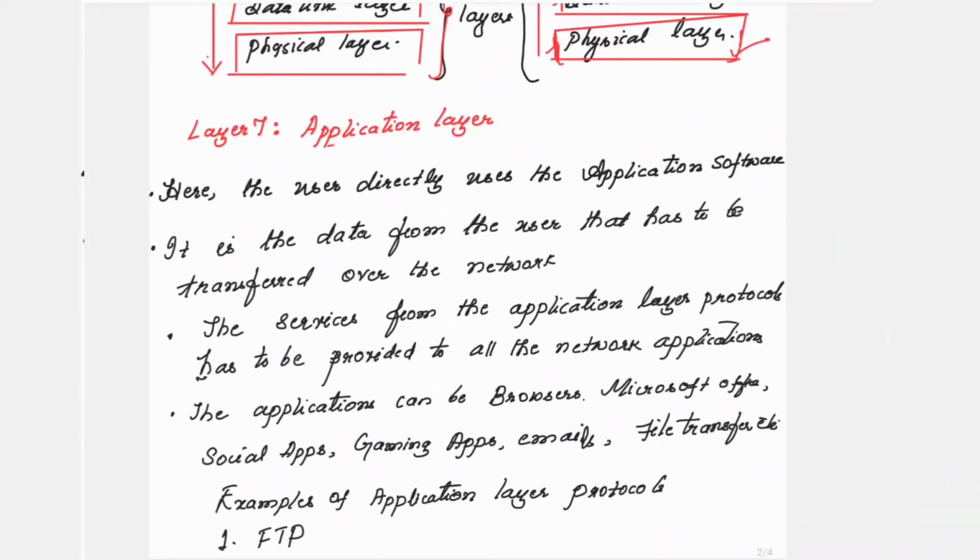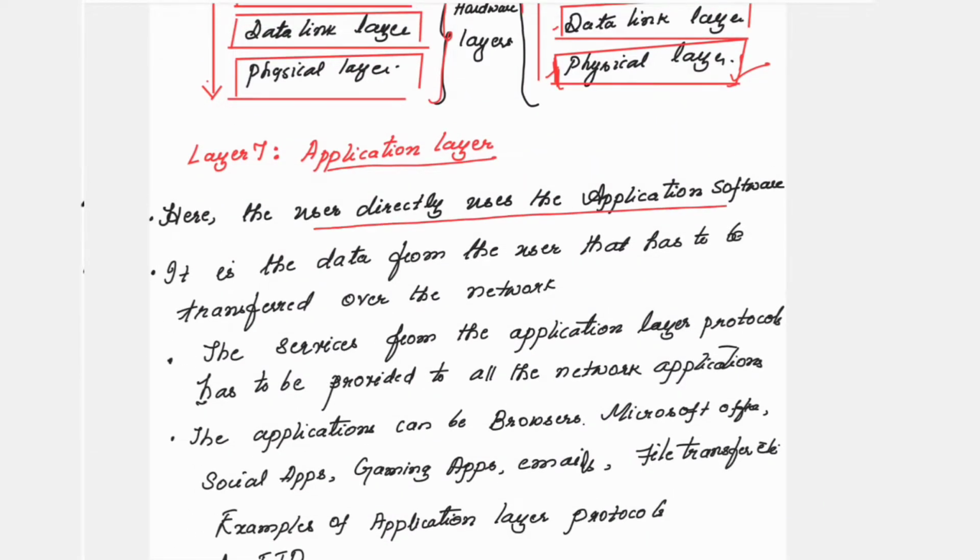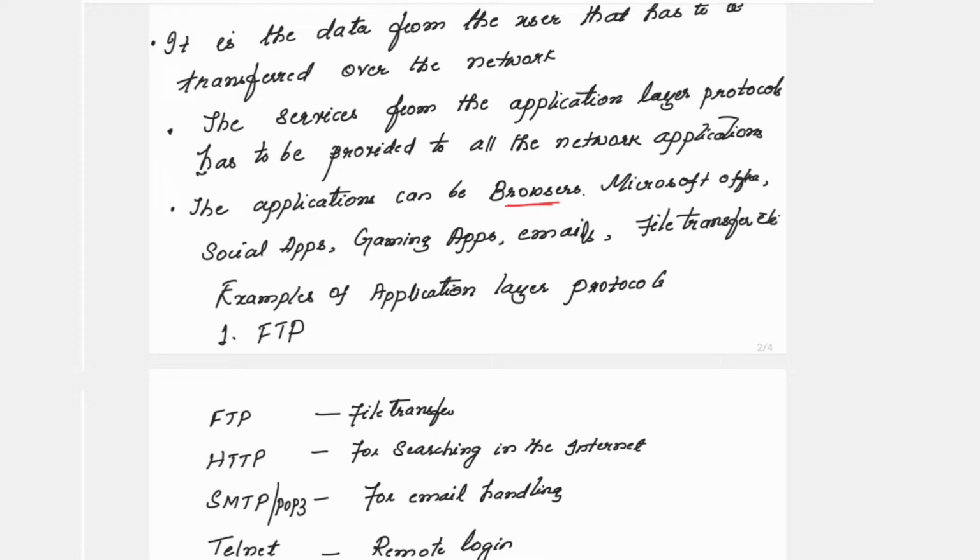The very first one is the application layer. Here the user directly uses the application software. So what is this application software? The applications used by the users are the browsers, which we normally make use of in our system, the Microsoft Office, and so many social apps, gaming apps, and emails. All these applications are carried out by the user. These applications are possible with the help of the application layer protocols.